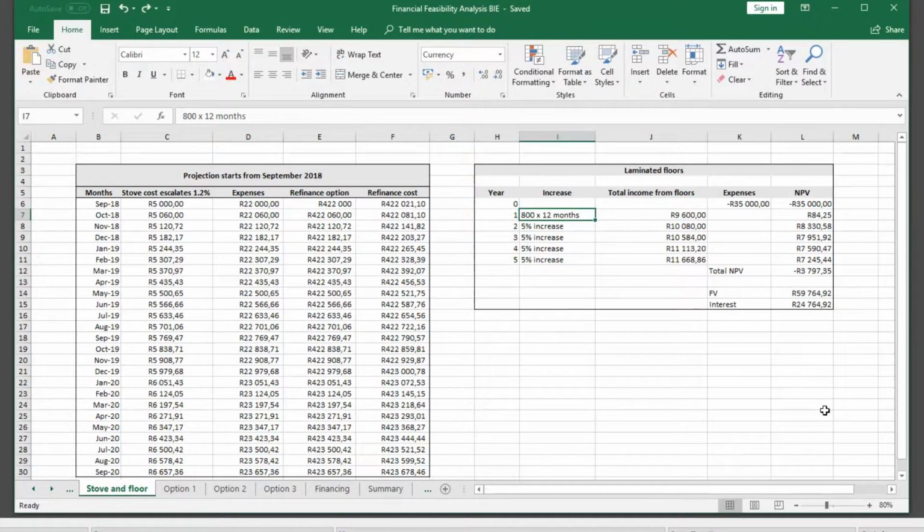Next, we will look at the laminated floors. We will receive 800 Rand per month, and then we can determine the total income that we will get every year. However, there will be an initial expense of 35,000 Rand to be paid.